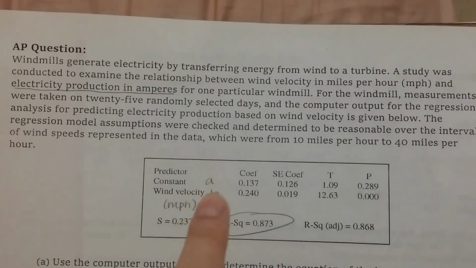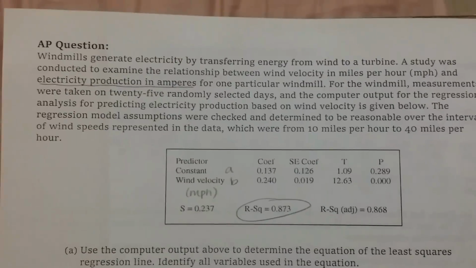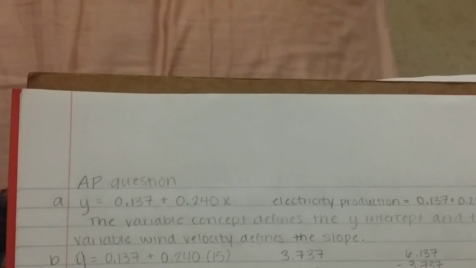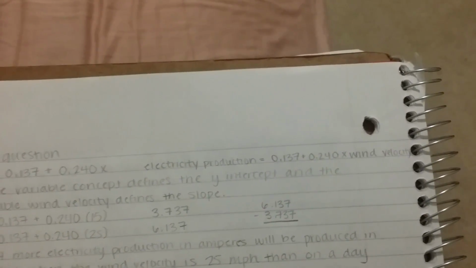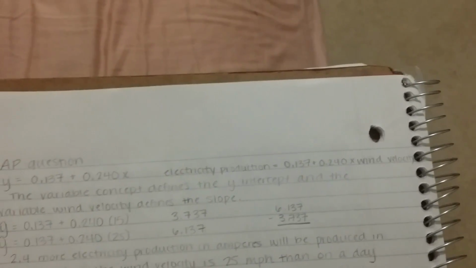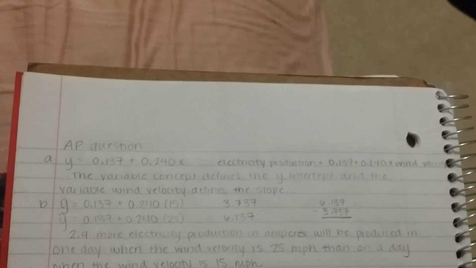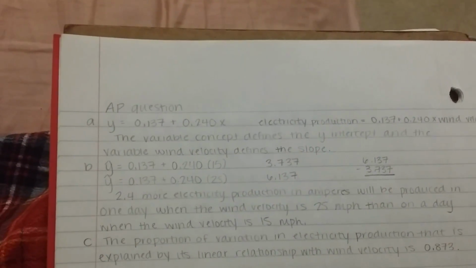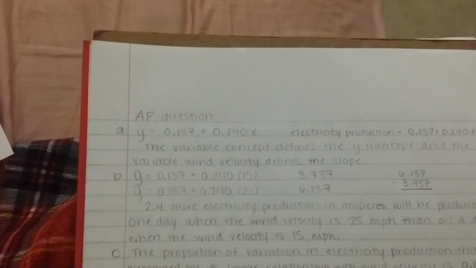So again, y equals a plus bx. Here, they give you the variables, constant being the a, 0.137, and wind velocity b, 0.240. So, y equals 0.137 plus 0.240x, which is electricity production equals 0.137 plus 0.240 times wind velocity. The variable constant defines the y-intercept, and the variable wind velocity defines the slope.